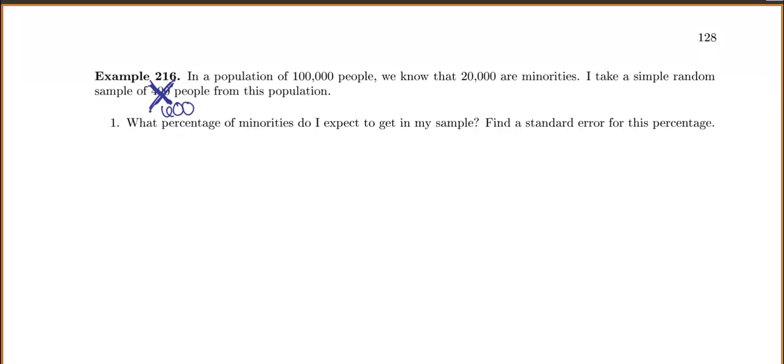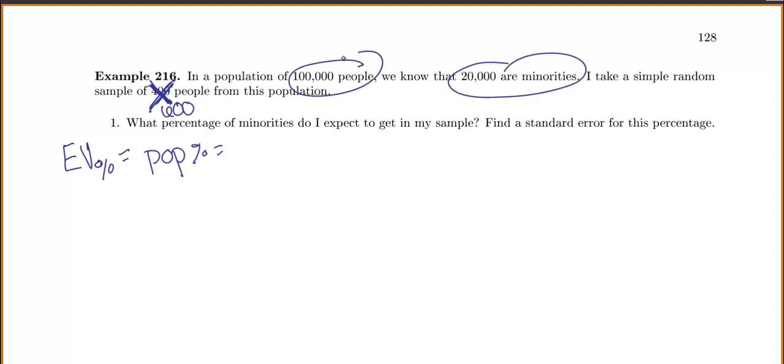Okay, so number one, what percentage of minorities do I expect to get in my sample, and then find a standard error for this percentage? Let's just start with our formula. So expected value for your percentage is equal to your population percentage. They didn't tell me the population percentage, but I can calculate it. There's 20,000 that are minorities, a total of 100,000. So if you want to do a percentage, it's just your part divided by your total.